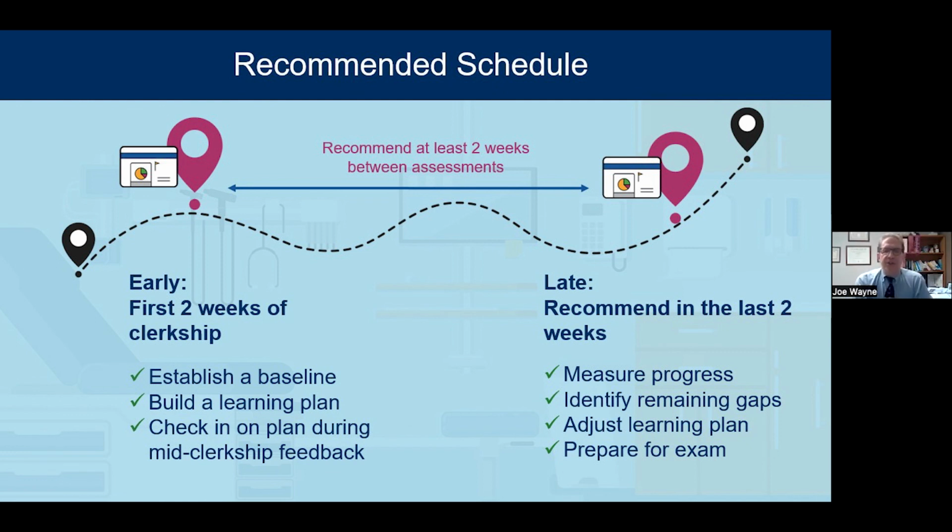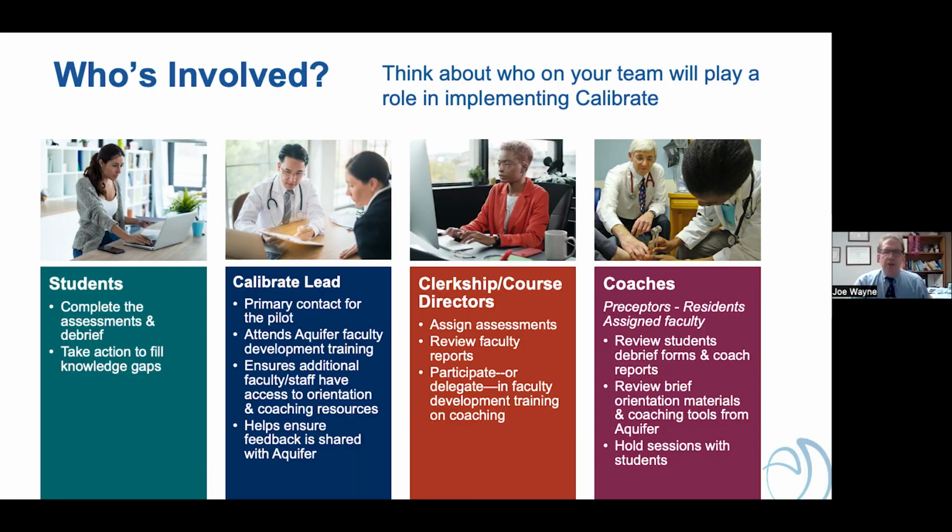Another important point to consider is who will be on your team for implementing Calibrate at your program. There is flexibility and likely overlap in many of these roles, but here's a general idea of the people involved. To enroll in the pilot, you'll need to identify a Calibrate lead at your program to serve as the primary contact. This person might be a clerkship director, administrator, or other faculty member. They will attend faculty development training, ensure other faculty are oriented and have access to the assessment and resources, and make sure feedback is reported back to us.